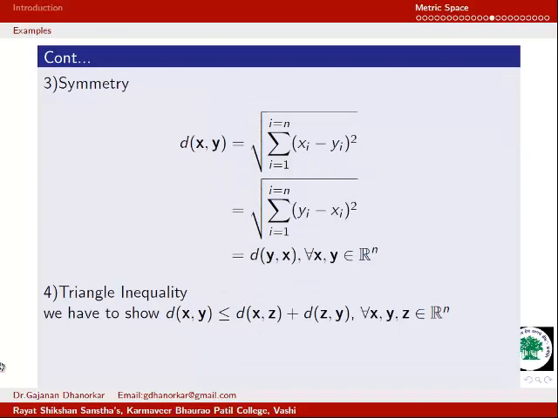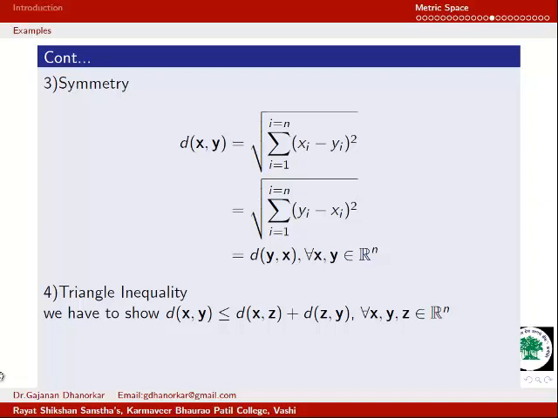Now the third condition is symmetry. This is obviously right here. As per our definition of d of xy, this is the square root of summation i equal to 1 to n of (xi minus yi) whole square. Now here this is a square term. Therefore we know that (a minus b) whole square is nothing but (b minus a) whole square. Therefore I can swap this, and this is (yi minus xi) whole square, and this is nothing but d of yx, and this holds for all x and y in R^n space.